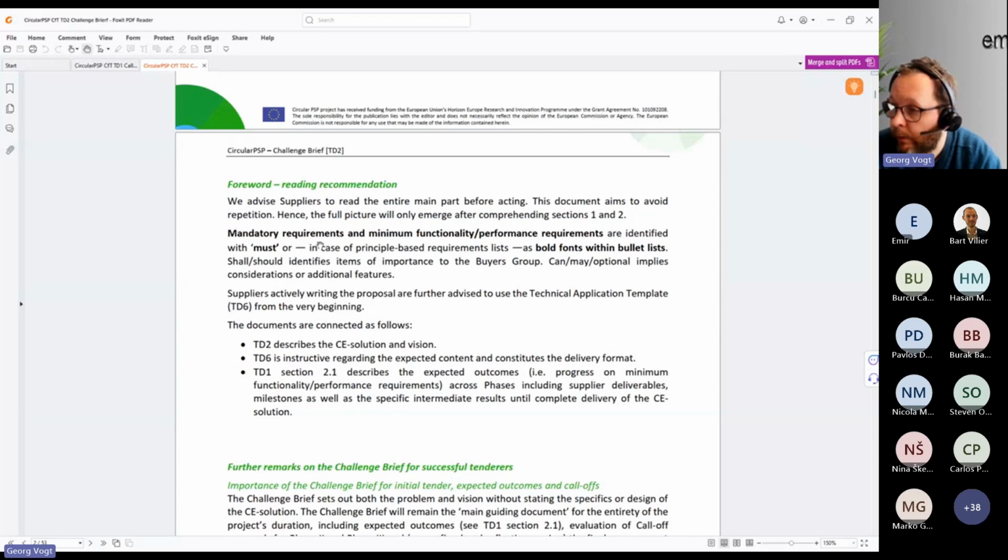We state what mandatory requirements and performance requirements are, with must or with bold in bullet lists. This matters for the assessment whether your results during the project have been satisfactory, which means whether you have provided enough to be paid, but it is the minimum. Yeah. So whether you are showing promise of the solution we envisage, it needs to go beyond.